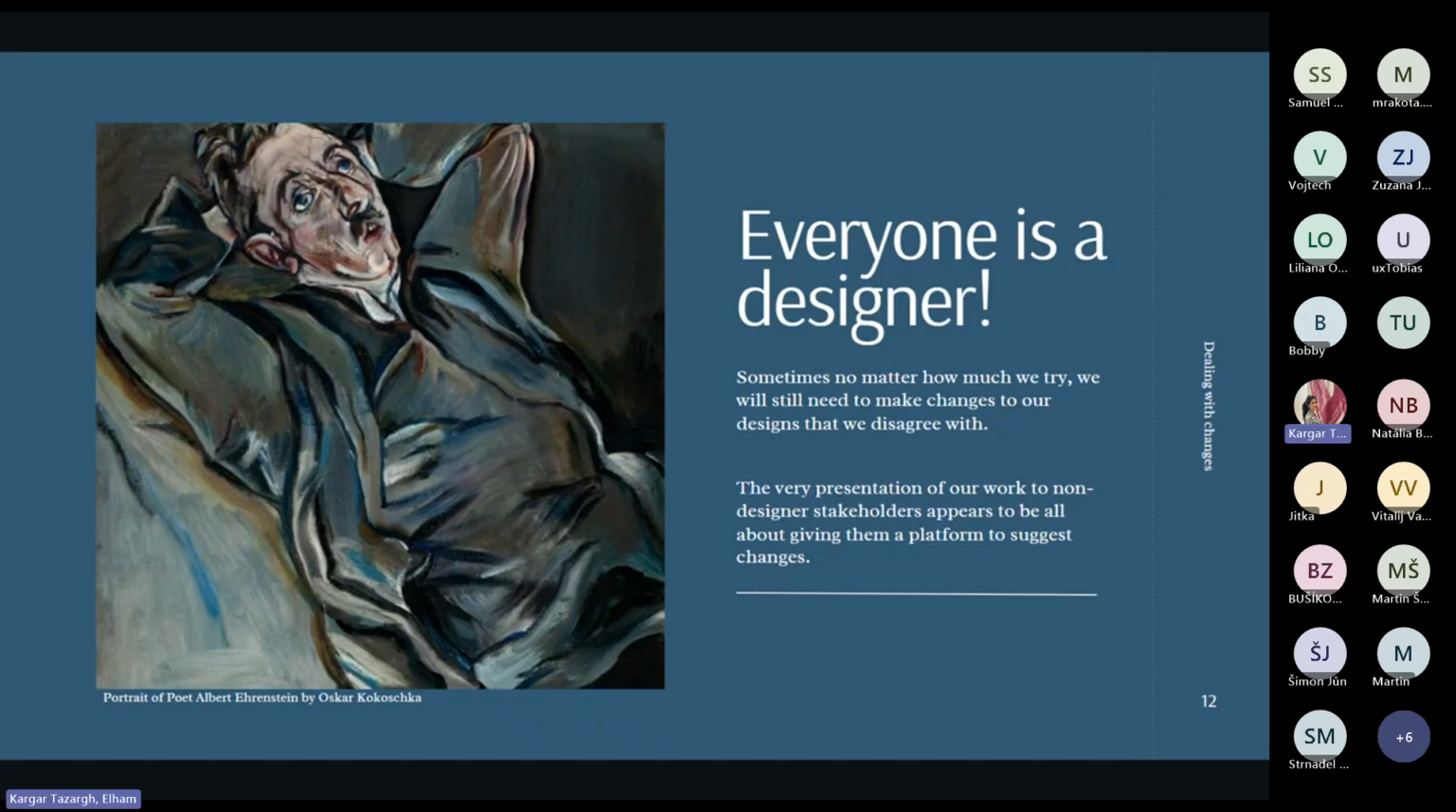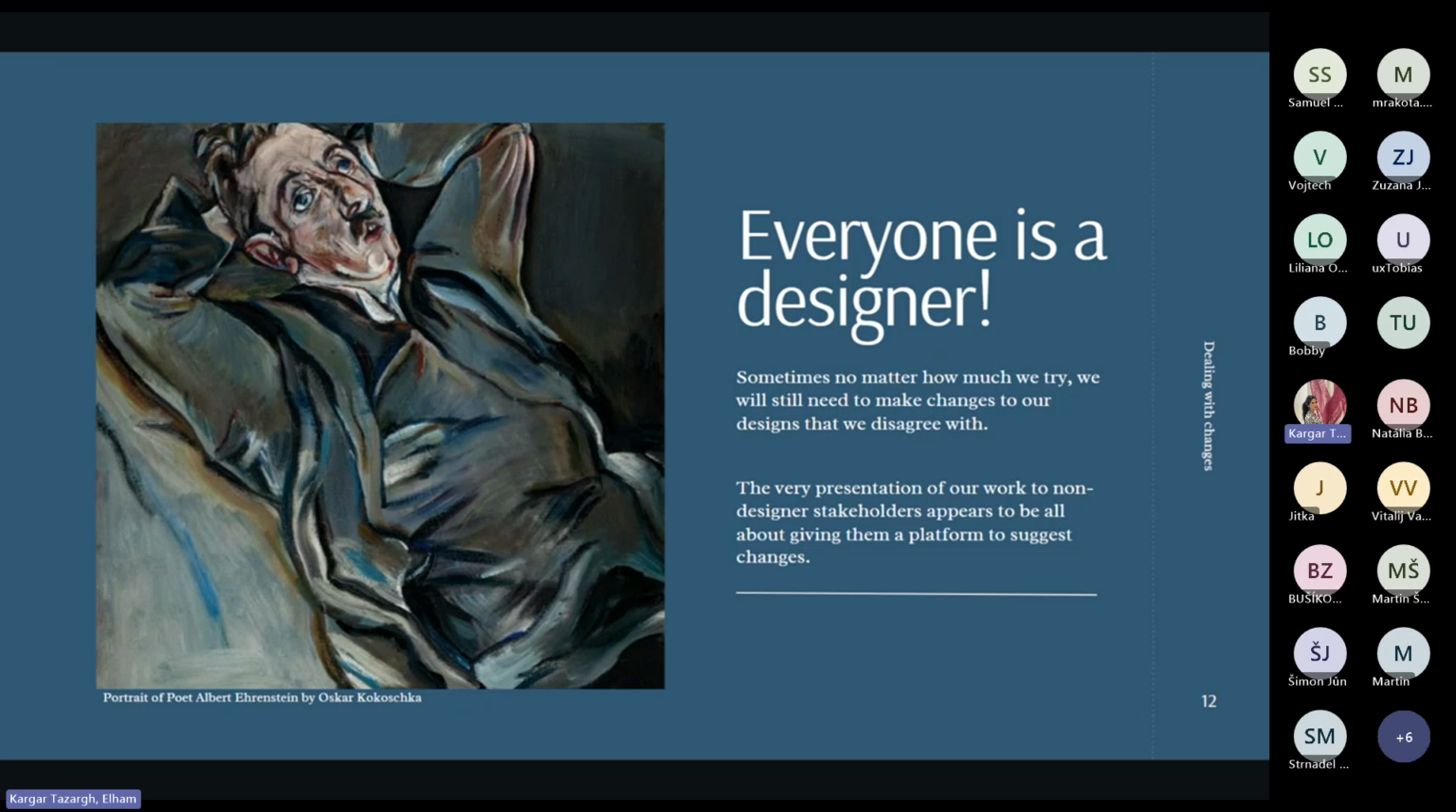Yeah, this is again another photo. I was thinking that during design reviews or design discussions, everyone is a designer. But the thing is that we are giving them a space. Once you invite them to a design review or design decision meeting, we are giving them the space to express themselves and give us some feedback.